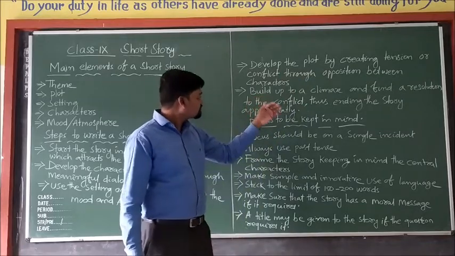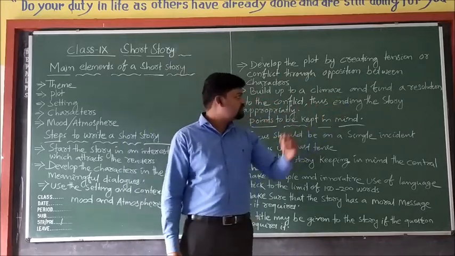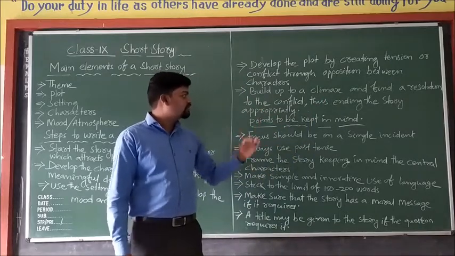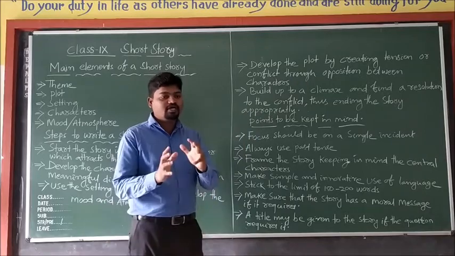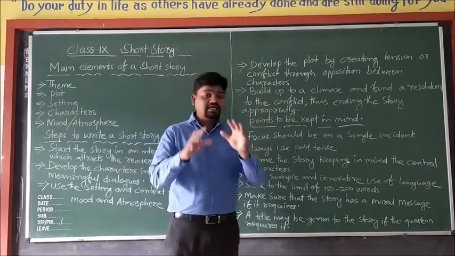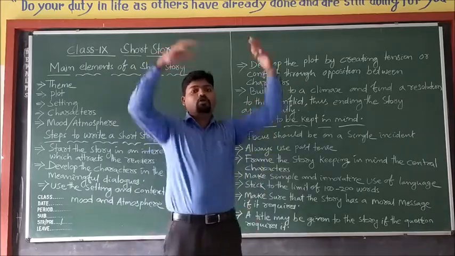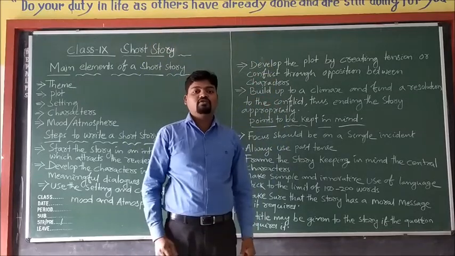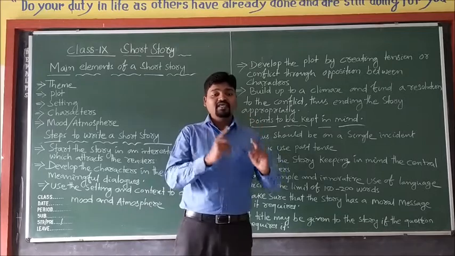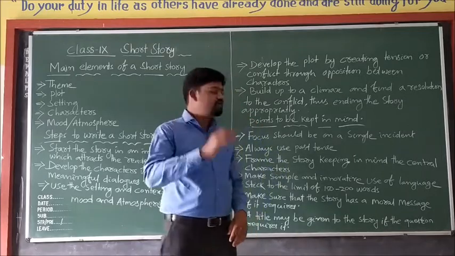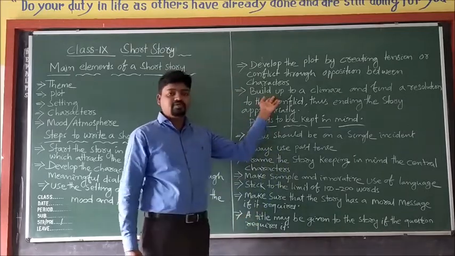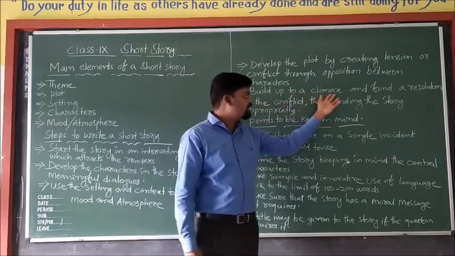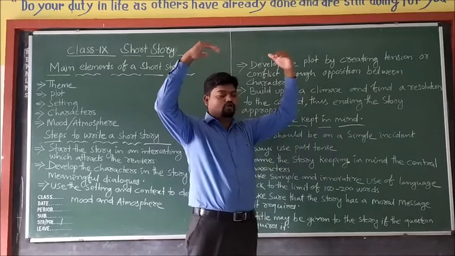Next, build up a climax and find resolutions to the conflict, thus ending the story appropriately. So what you have to do, students, is build up the climax. That means take it to the top and then slowly get the solutions and bring it down. Yes or no? Then the story will be very enchanting. It will be very interesting. Yes or no? The readers will be getting attracted to it.